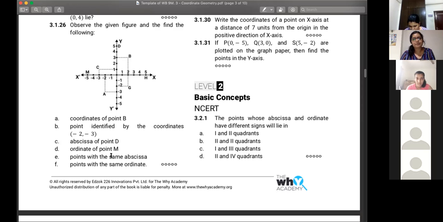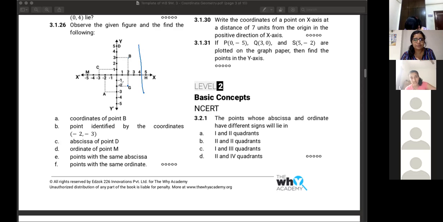See, again, remember, same abscissa means they'll be on one same vertical line, like B and G. Abscissa, x coordinate same, means the distance in the x direction is always the same. And same ordinate means they'll be on the same horizontal line. So the x-axis is a horizontal line, right? So all points on the x-axis have the same ordinate, which is 0. Okay. Nice, good.